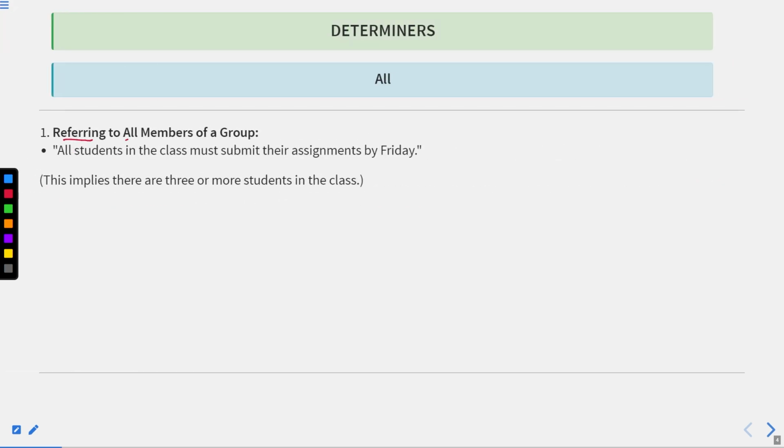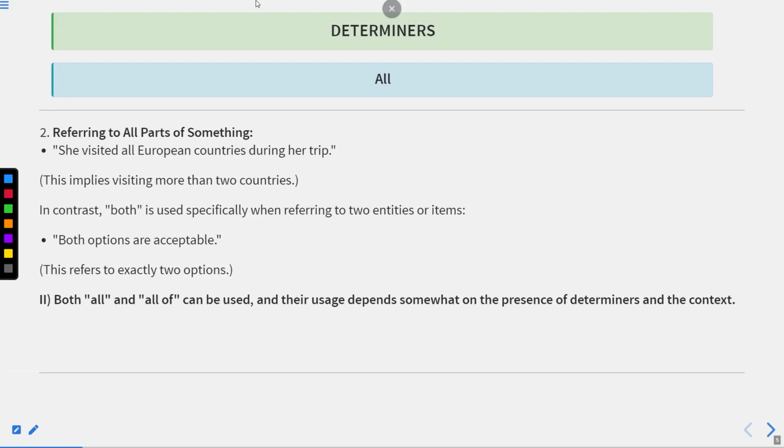After that, referring to all members of a group: all students in the class must submit their assignments by Friday. It means if there are 50 students in a class, we are including all of them. So we are talking about all the 50 students. This implies there are 3 or more students in the class. Now, referring to all parts of something: she visited all European countries during her trip. It means all the countries of Europe. This implies visiting more than 2 countries.